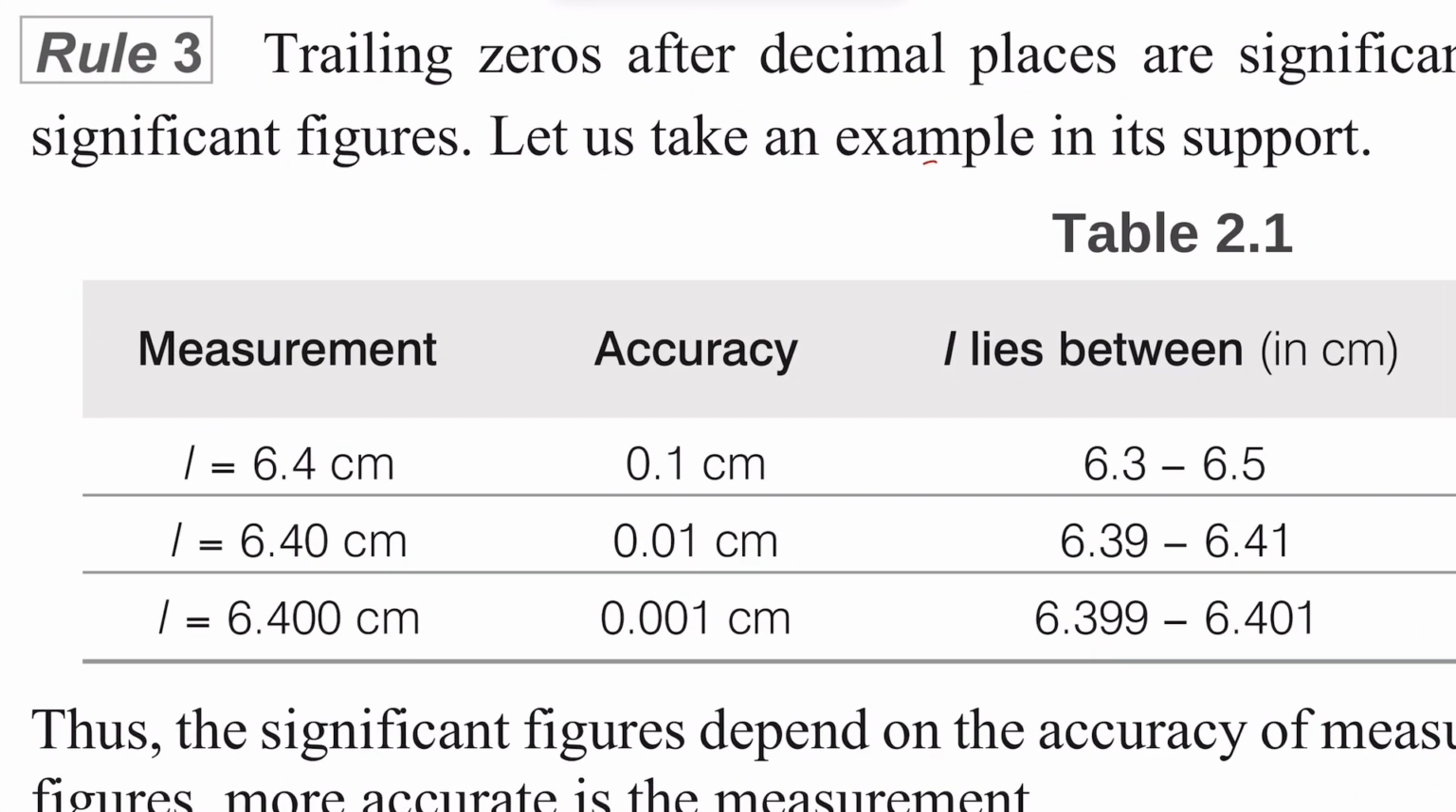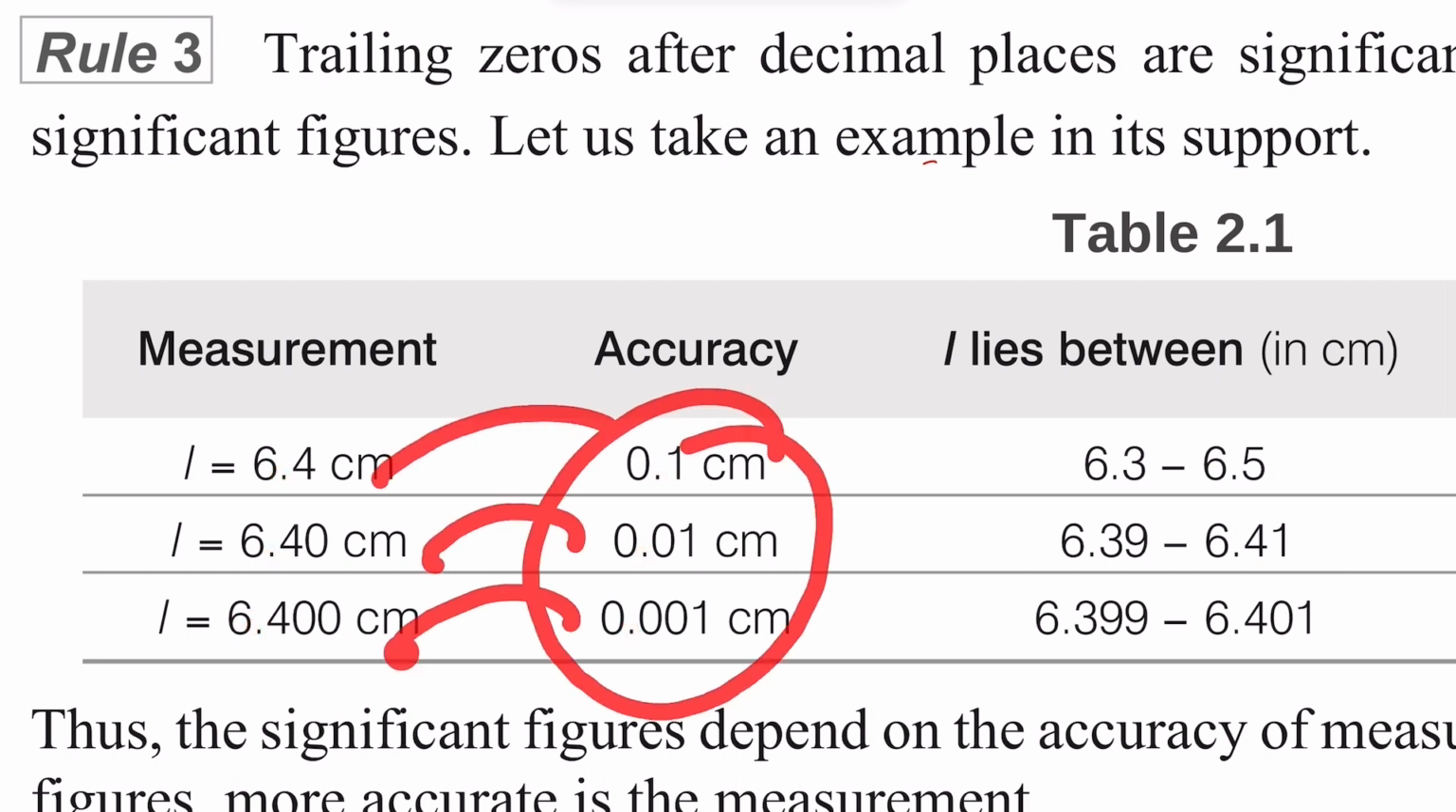See example G. What is the least count? 0.1. The concept is that the last digit becomes 1, the remaining will all be converted into zeros, and keep the decimal in the same place as it is. So these are the least counts of these values here.